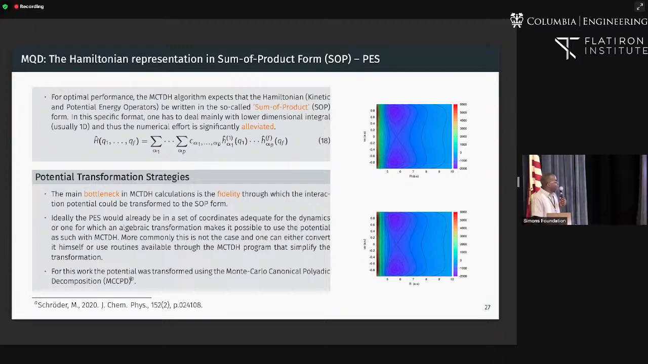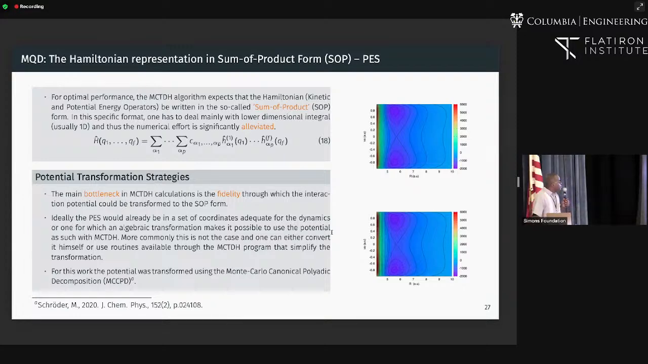But for this work, we were lucky that there was a method that allowed us to do something of this kind. It's called Monte Carlo CPD, canonical polyadic decomposition, which is a very smart technique, and I may eventually talk to you about that. But what I'm trying to show here is, for instance, the initial potential cut of the potential energy surface and how we are able to represent it using that method. So we have a very good root mean square error, and we still have our potential energy surface expressed in the sum of product form.